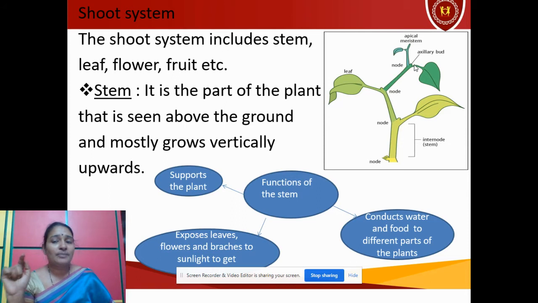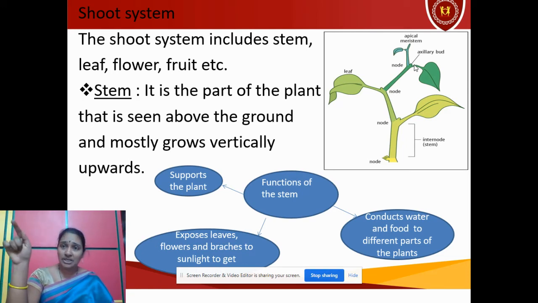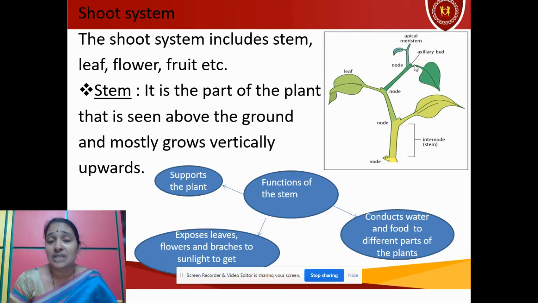When the leaf prepares food for the plant, it prepares the food in the form of starch. That starch should reach all parts of the plant. So who transports that food? Again the same stem only. So the stem conducts both water and food. That means it brings food from the leaf and gives it to all parts of the plant. That's why here we study that the stem has a two-way transport mechanism.